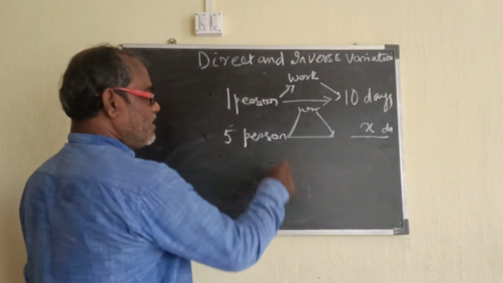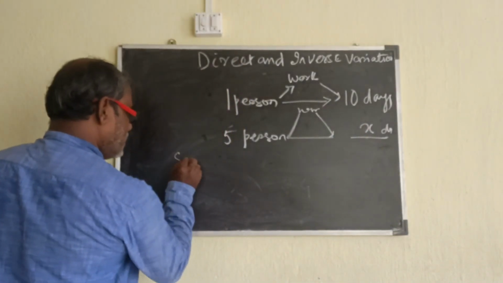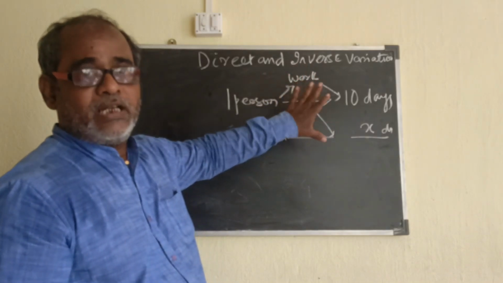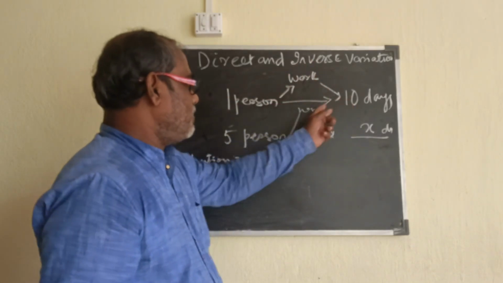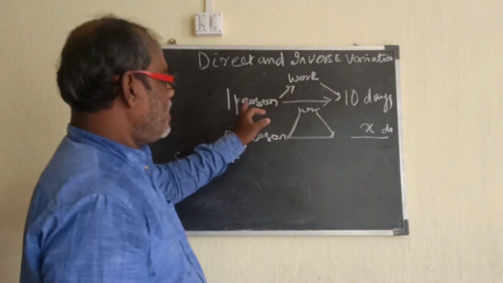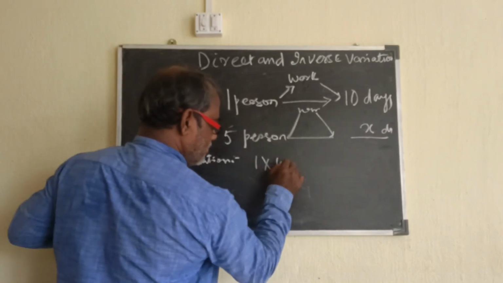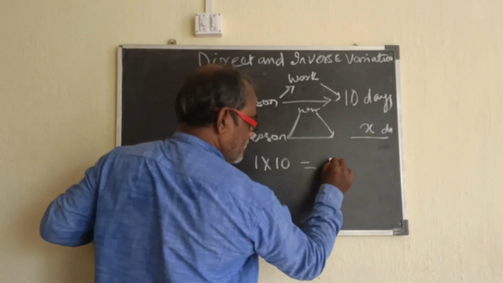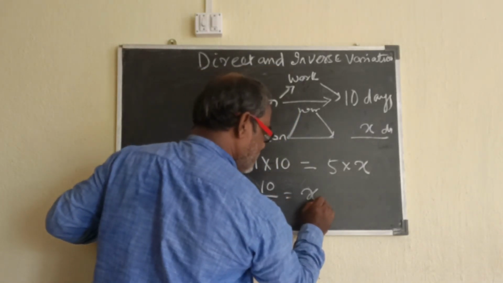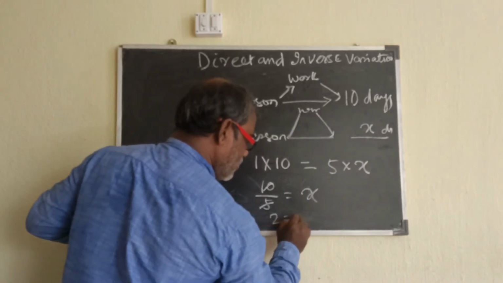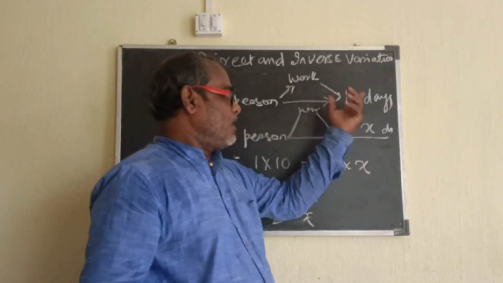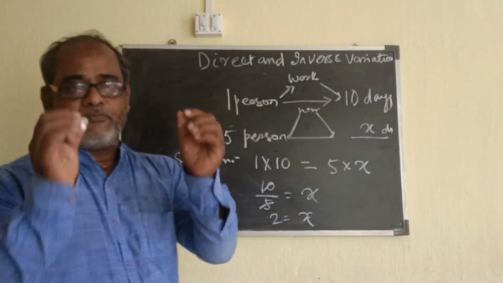In inverse variation, first you write in this way, then write down the solution. First you have to understand this is inverse variation. In direct variation, what have we done? We have done crisscross multiplication. In inverse variation, we will do side by side multiplication. That is 1 into 10 is equal to 5 into x. So 10 by 5 is equal to x. 2 is equal to x, or x is equal to 2. That means 5 persons will do the same work in 2 days. So only this is the main concept.